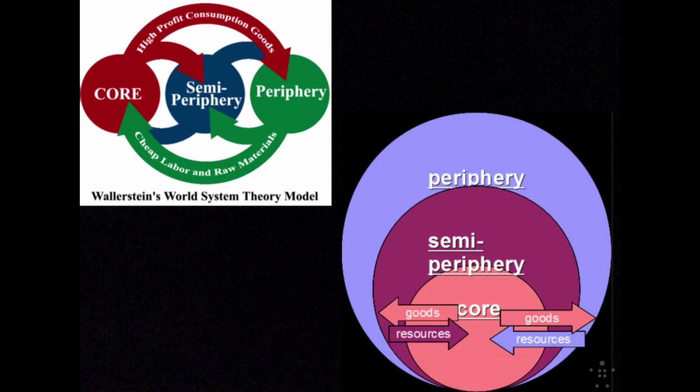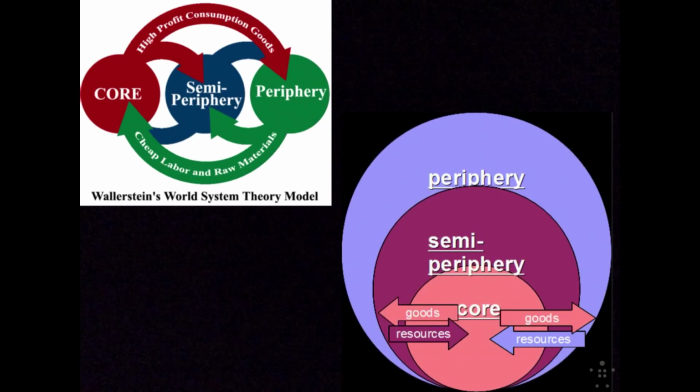One is the core countries. These are the rich nations that fuel the world's economy by taking raw materials from around the world and channeling the wealth to the more developed nations. It's nations in North America, Western Europe, Australia, and Japan through multinational corporations.